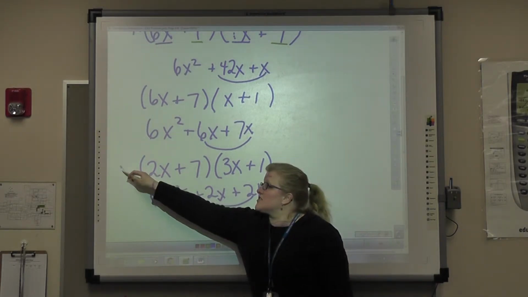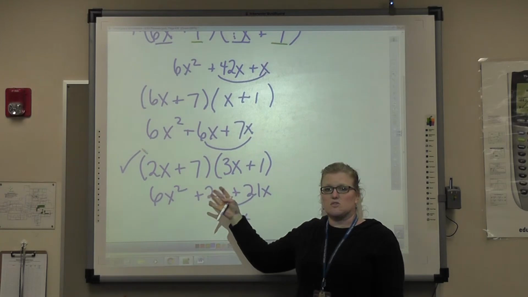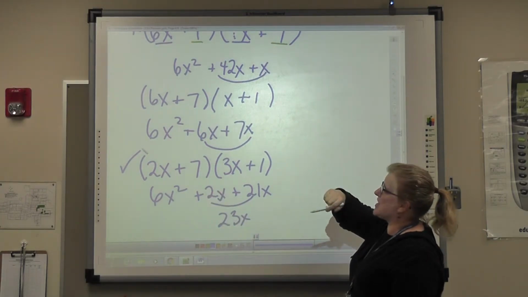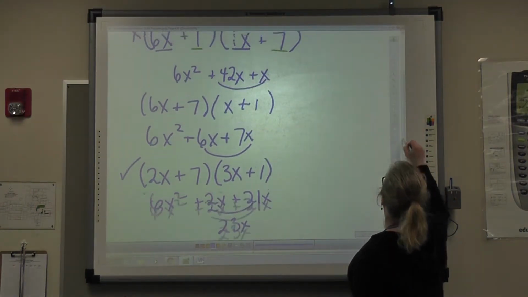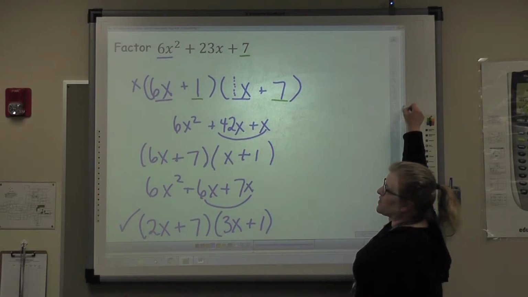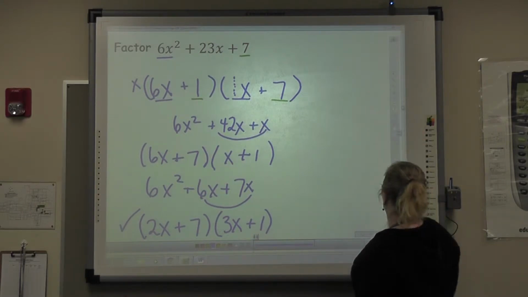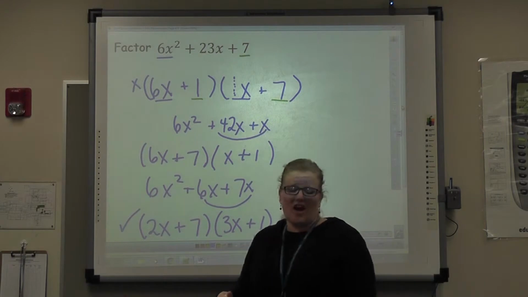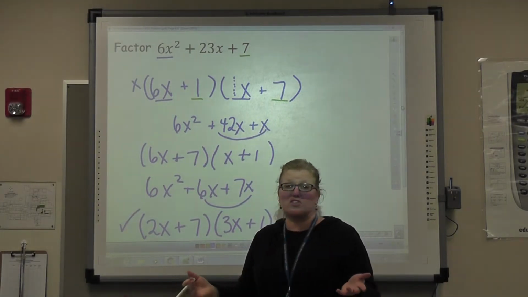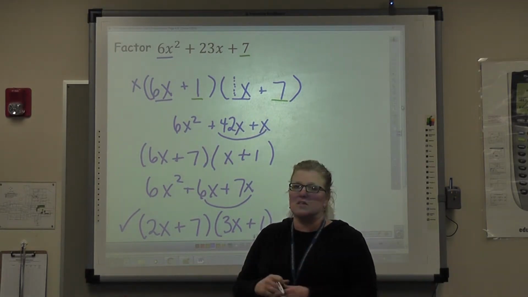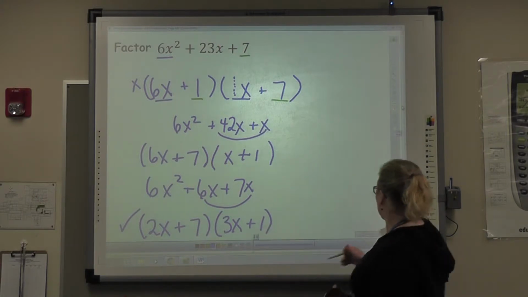Okay, so this is the right factorization of 6x squared plus 23x plus 7. Okay, they're not all like that. Sometimes you guess them on the first try. Sometimes they can get a little tedious. Sometimes you have to try a whole bunch.